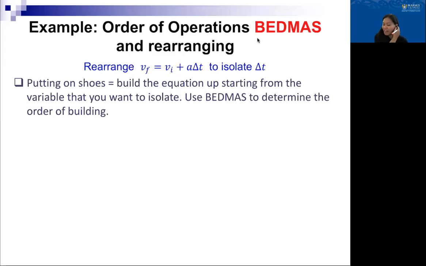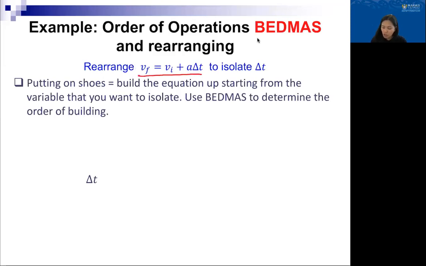Yep, very good. I can already see a correctly rearranged equation there, which is very good. Thumbs up, right? So let's start with delta t. Okay, that's what we want to isolate. Okay, how do we build this equation up?